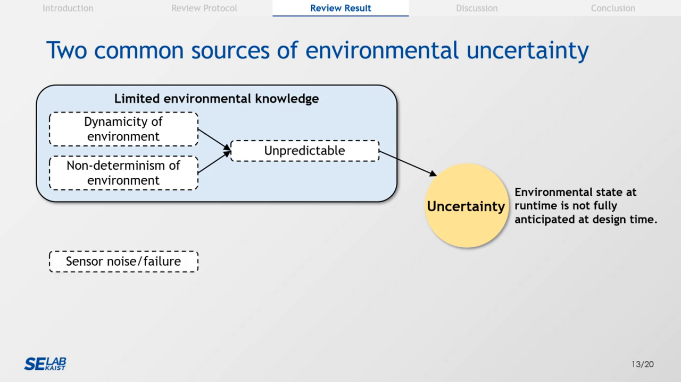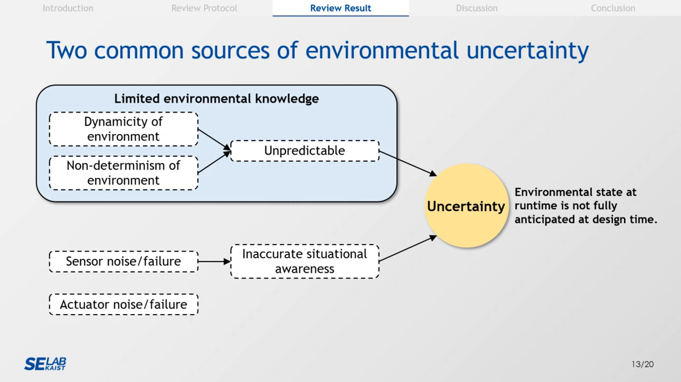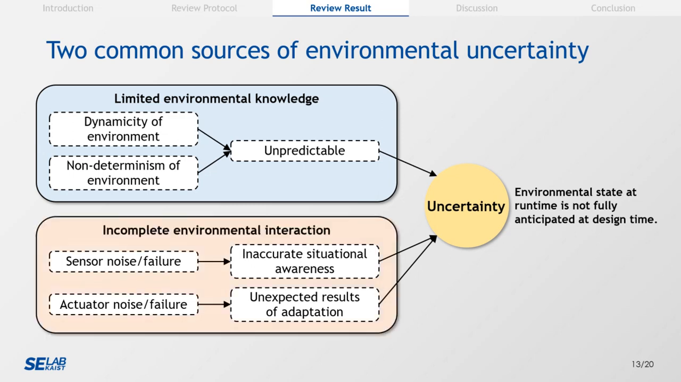On the other hand, because the environment is observable and interacts with the system, when the sensor of the self-adaptive system has noise or sometimes fails, it causes inaccurate awareness of the current situation. The inaccuracy can create environmental uncertainty. An actuator is also another interaction medium. So if there is noise or failure, it also makes unexpected results of adaptation. It could make uncertainty. These reasons are commonly related to the environmental interaction not being complete. Therefore, we could say incomplete environmental interaction is another common source of environmental uncertainty.